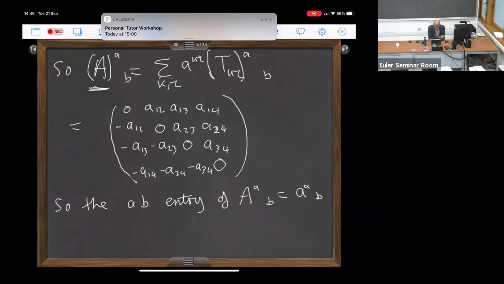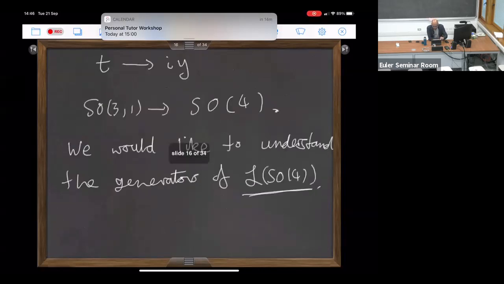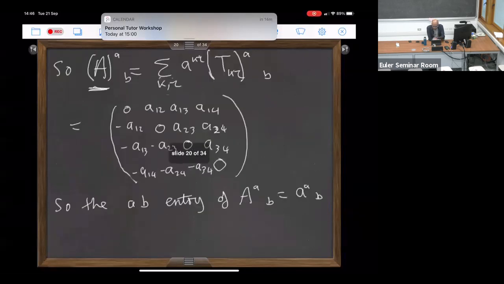So SON for any n is compact because when I exponentiate these matrices, I can think of A12 as an angle of rotation in the 1-2 plane. And so all of these A's run from 0 to 2 pi. And that means that the set of all SON matrices is compact.